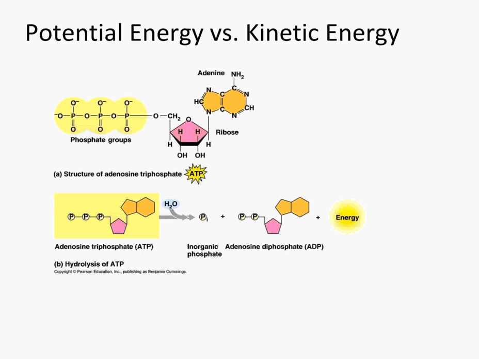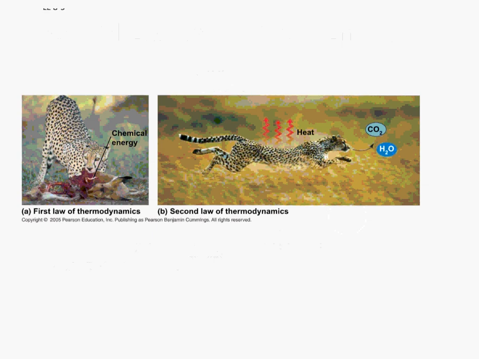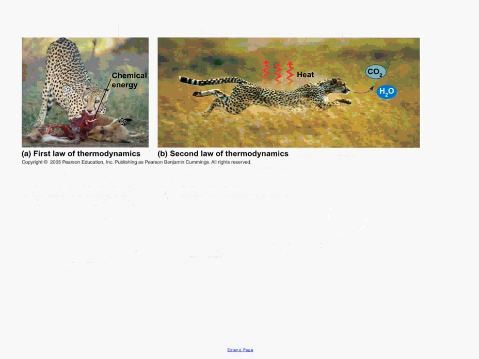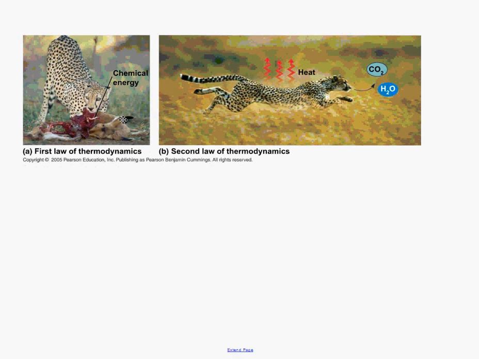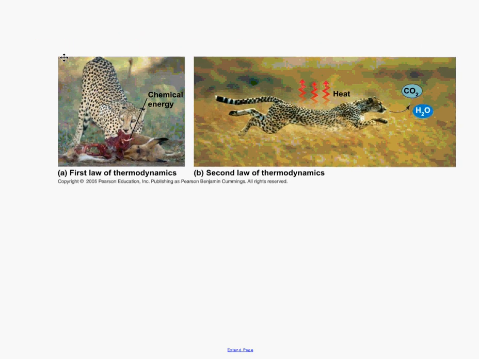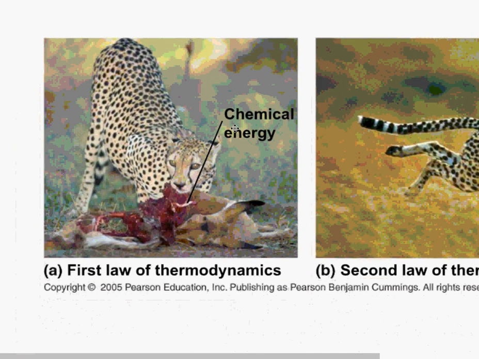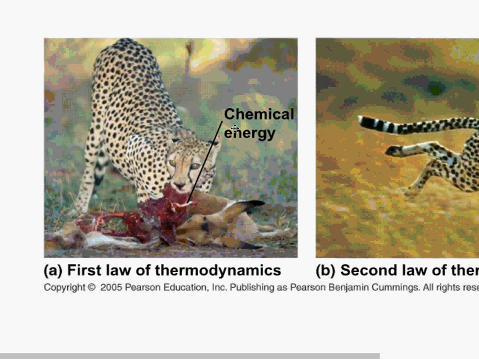And then that brings us to a discussion on the laws of thermodynamics. In order to understand energy and how it works in living systems, we have to understand these two laws of thermodynamics. And the first law is this, that energy is not created or destroyed, meaning that you can't just make energy from nothing. Also, you can't get rid of it. Energy never just goes away.